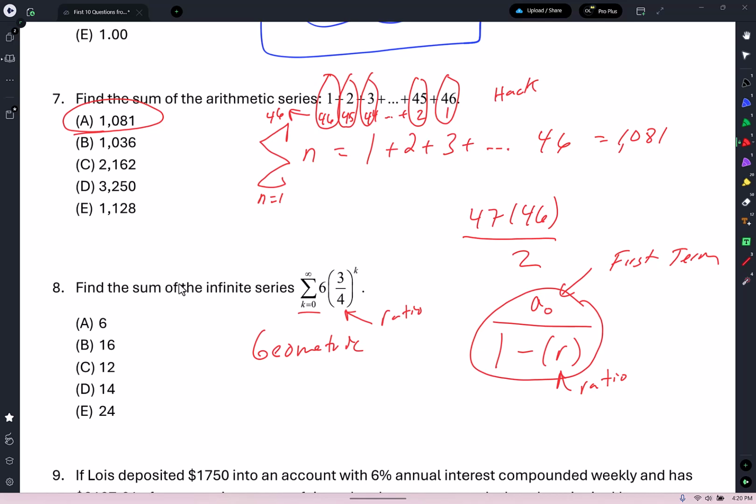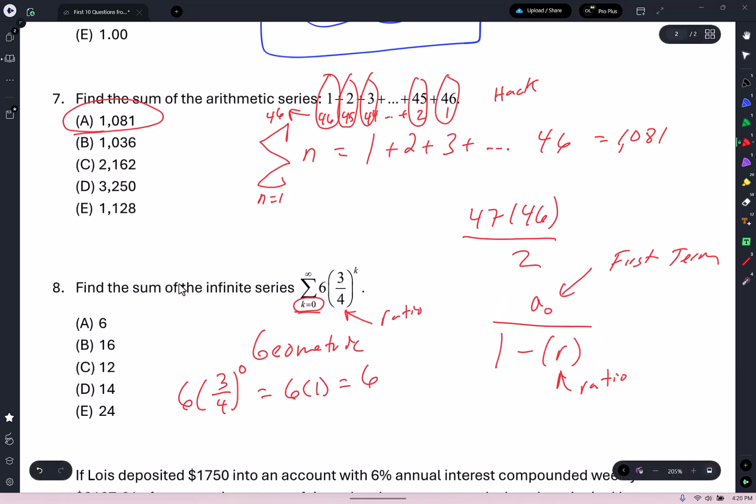All right. So check it out, guys. Using this hack, I'm just going to plug in that 0 in here to see what my first term is. 6 (3/4) to the 0. Hopefully you remember from your Algebra 1 days, anything raised to the 0 is 1. So all I get is 6 times 1, which is 6. So according to this, I can find my sum, because it says find the infinite sum. 6 divided by 1 minus, and what was my r? 3/4. And there it is.